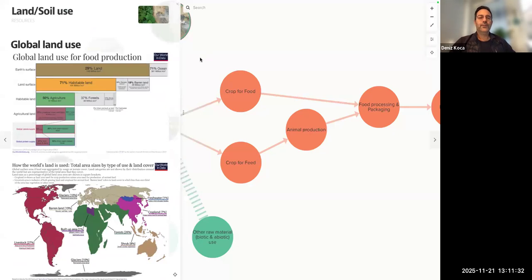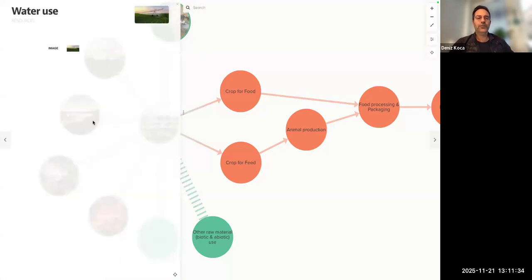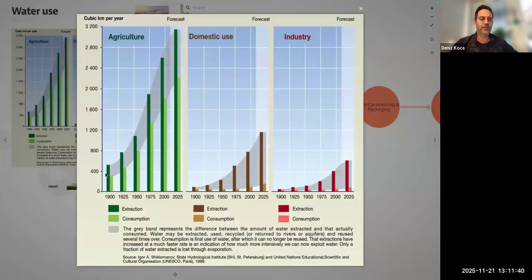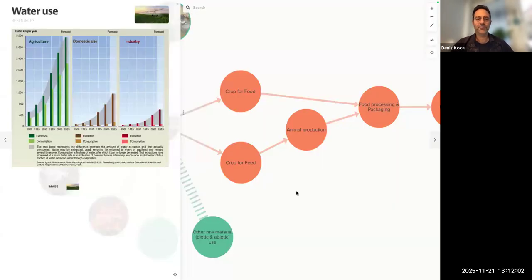If you look at water, another resource we use very much in agriculture, again, the inefficiency is there. The dark green bars are the amount of water that we extract, and the light green is how much we actually consume in agriculture. The shaded area is what we extract at the cost of money, effort, and energy, but don't use effectively, the loss in the system. So inefficiency is everywhere.